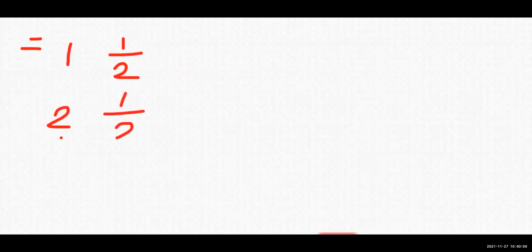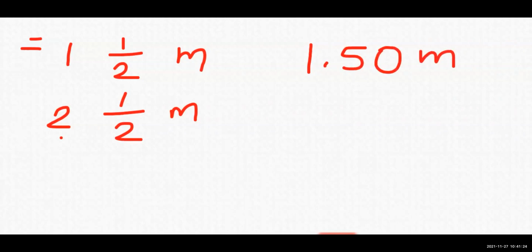2.5 meter. Clear? This is the question which we have written in the fraction form. 1.5 meter and 2.5 meter. Now 1.5 meter, we are going to write it in the form of a decimal fraction. Decimal fraction means it will become 1.50 meter. 1.5 means it is 1.50 meter.